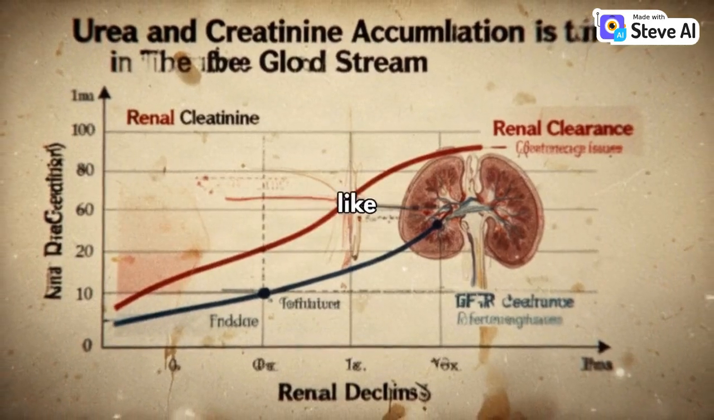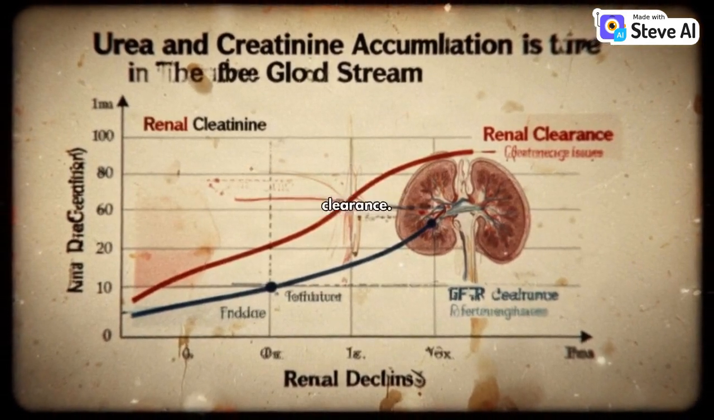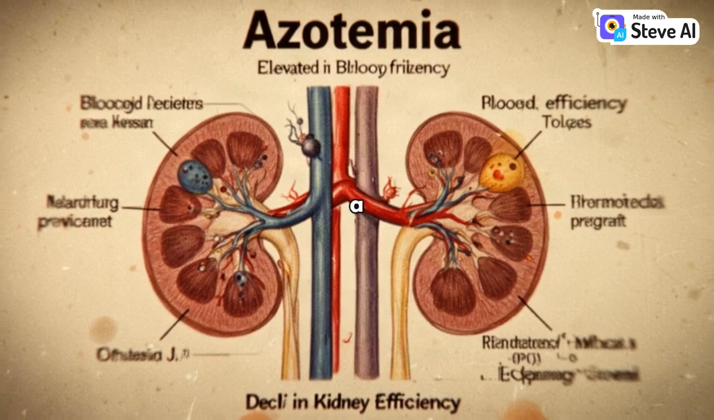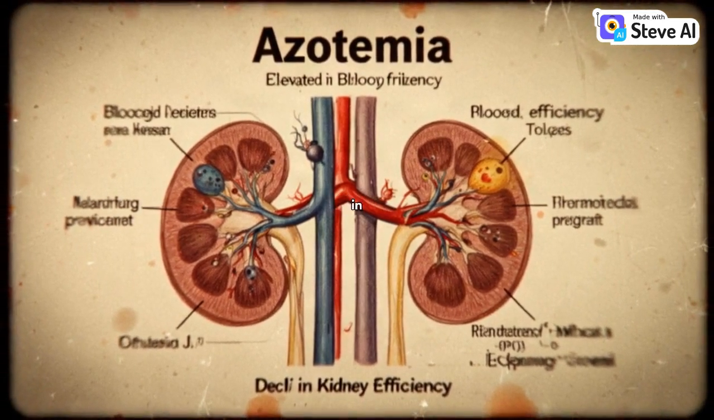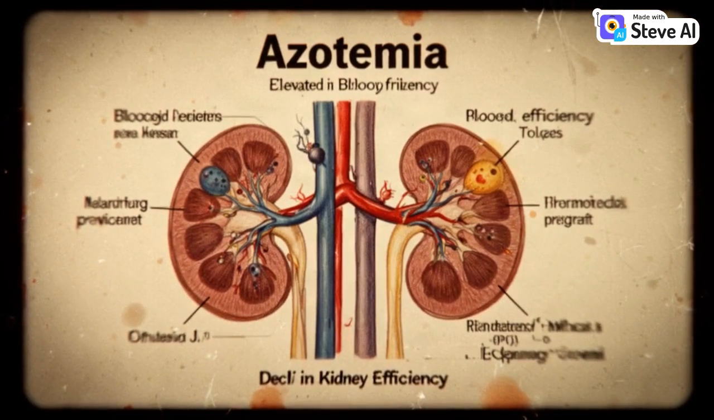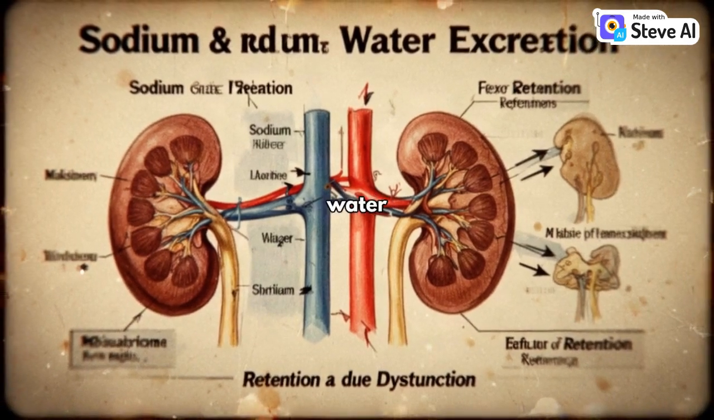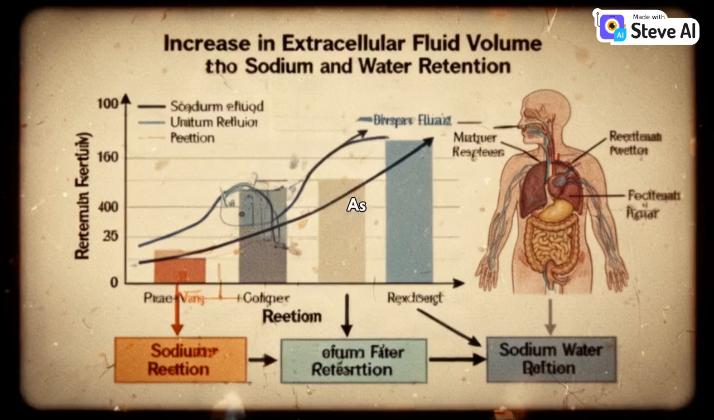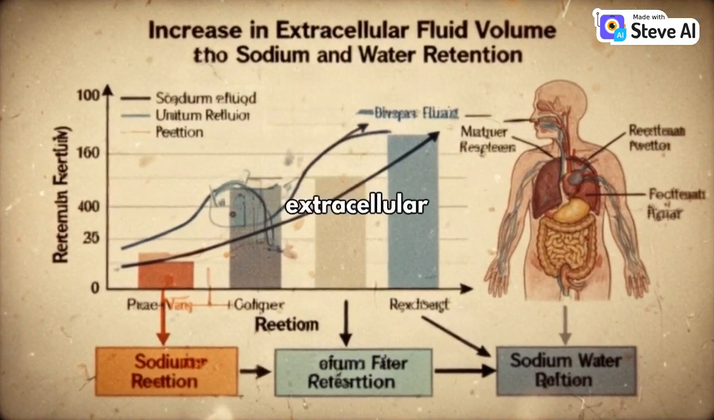Consequently, as GFR declines, substances like urea and creatinine begin to accumulate in the bloodstream due to reduced renal clearance. This accumulation leads to a state referred to as azotemia, marked by elevated blood levels of these waste products, and highlights the efficiency loss of the kidneys in excreting waste. The kidney's inability to excrete sodium and water appropriately furthers complications, resulting in sodium and water retention. As we illustrate this process, we see an increase in extracellular fluid volume.